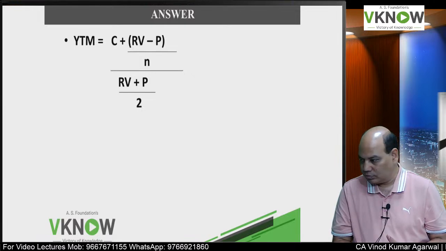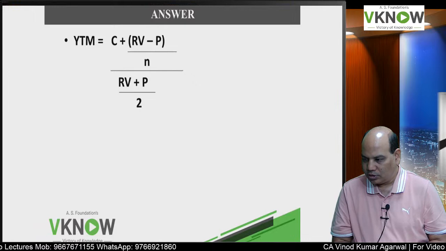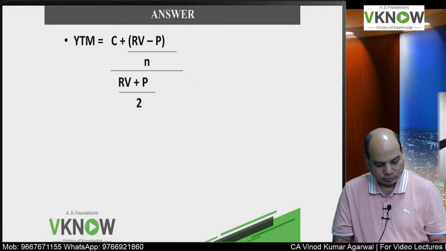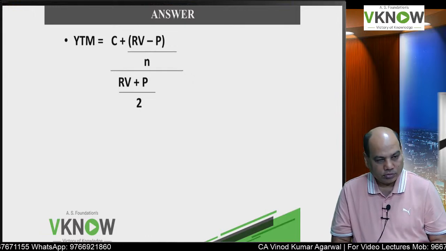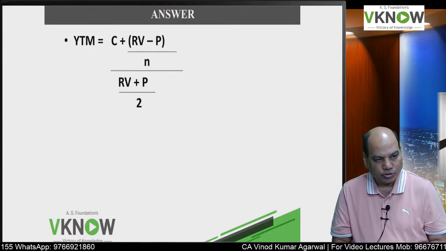YTM is equal to C plus RV minus P, P for your initial investment, divided by N, upon RV plus P by 2.